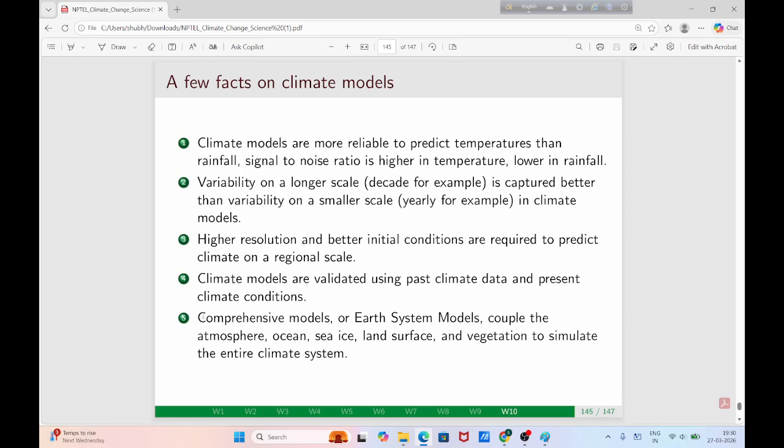And just an example of the Earth system models, or comprehensive models. They couple different aspects like atmosphere, ocean, sea ice, and land surface, and also the effect of vegetation and the effect of urbanization. They take this type of thing into account to simulate the whole Earth system. So there are different components of a climate model: ocean, atmosphere, coupling between ocean and atmosphere, land ice, sea ice, coupling between the ice, ocean, and atmosphere, and also the vegetation. So these are a few facts on climate models.